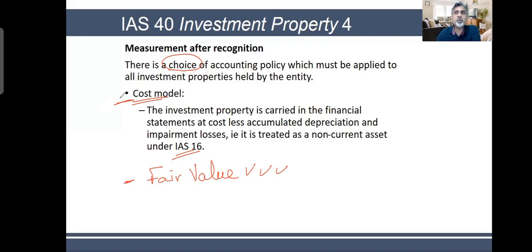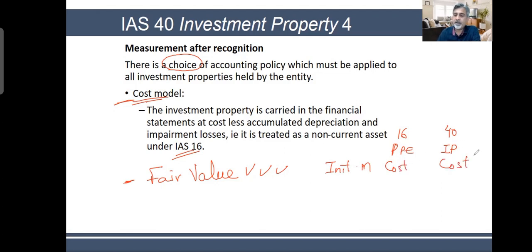Cost model we only use when, so by default, you should be going for fair value. The default category is fair value. If for some reason the fair value is hard to establish, you cannot find out the fair value, only in that case you should go for cost model. Let me repeat it again. You have got PPE, which is your IAS 16, and you've got IP, investment property, which is your IAS 40. Okay. Initial measurement is always at cost model in both standards.